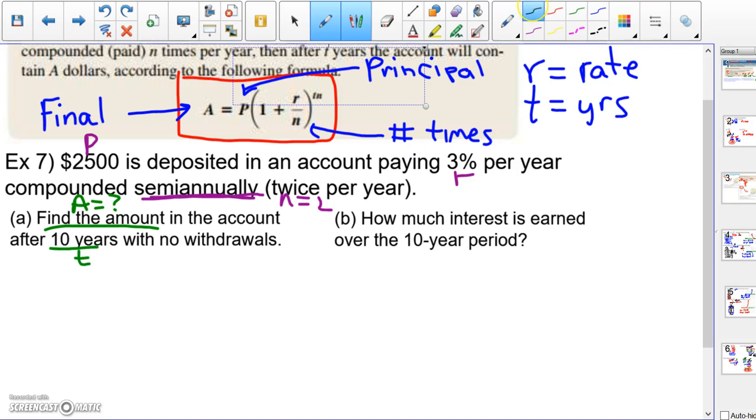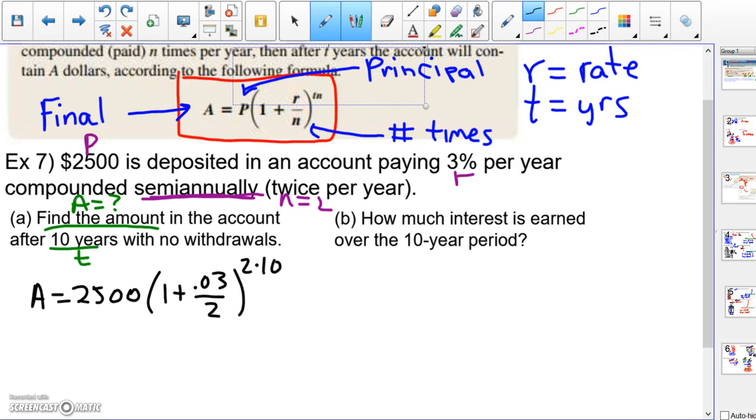So we're just using that formula and plugging in the numbers. So we're finding A equals, the principal is 2,500 times 1 plus the rate. You have to change to a decimal number, so 3% is 0.03. If you don't do that, you're going to get it wrong. Over N, which was the number of times it's compounded, to the, I always switch it and say N times T, but it doesn't really matter. 2 times 10 years. 2 times 10, 10 times 2, either way.